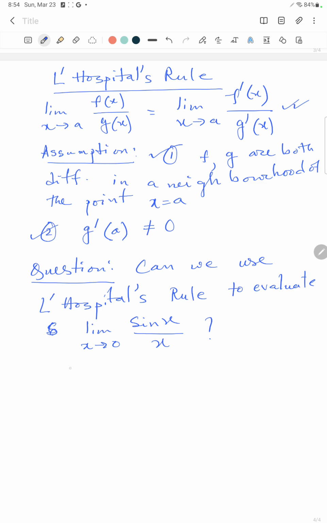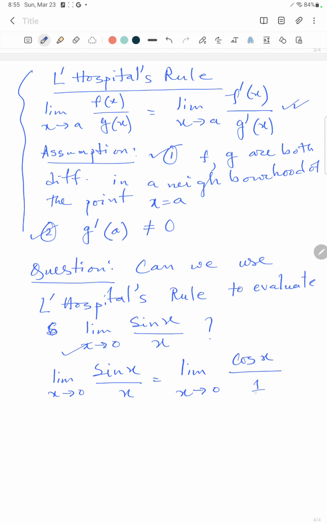If you check with the conditions given here and with this limit, essentially sine x is a differentiable function in a neighborhood of 0, and also x is a differentiable function in a neighborhood of 0. So the conditions 1 and 2 are satisfied for this limit. So we can just say that this limit is equal to the derivative of the numerator, cos x, over the derivative of the denominator, 1, and if you put x equal to 0 here, it will be 1 over 1, which equals 1.